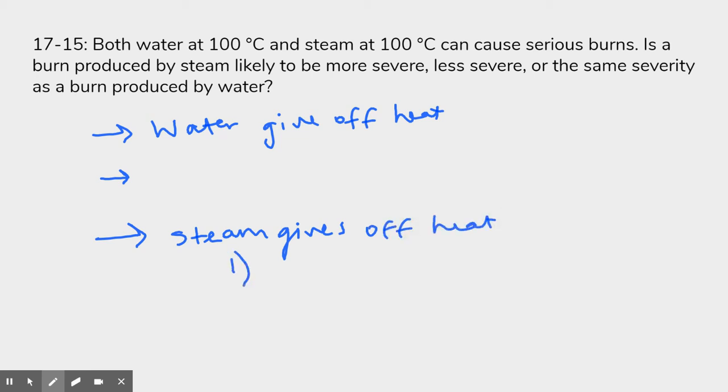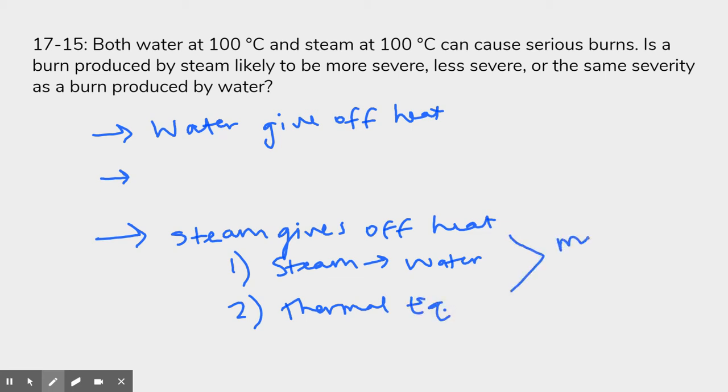Number one, steam has to first condense back to water. So it has to give off enough heat that it can condense back to water. And then two, once it's now in the water state, then it can come to thermal equilibrium with the skin. So this one is giving off more heat when it hits your skin. If it's giving off more heat, that means that the severity is going to be more from the steam than from the water. And that's all we're doing here.